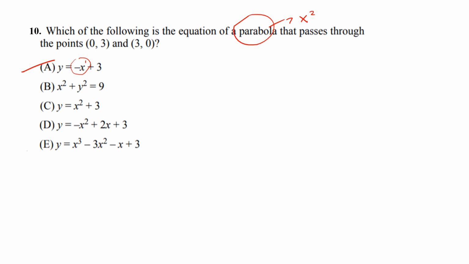We can eliminate choice E. That's a cubic, okay? This one might look something like this. That's not a parabola. This looks like a parabola. This looks like a parabola.